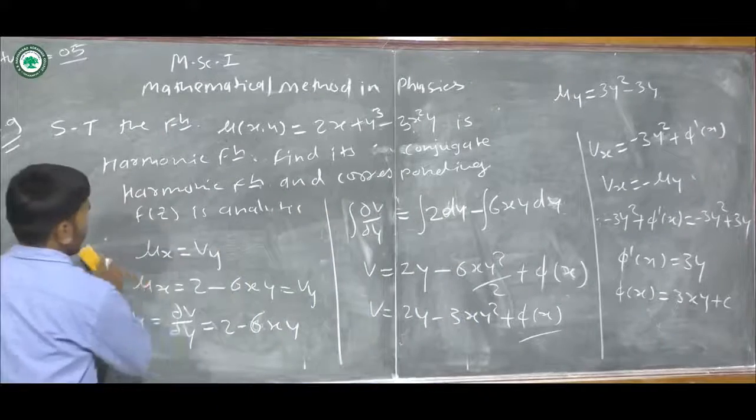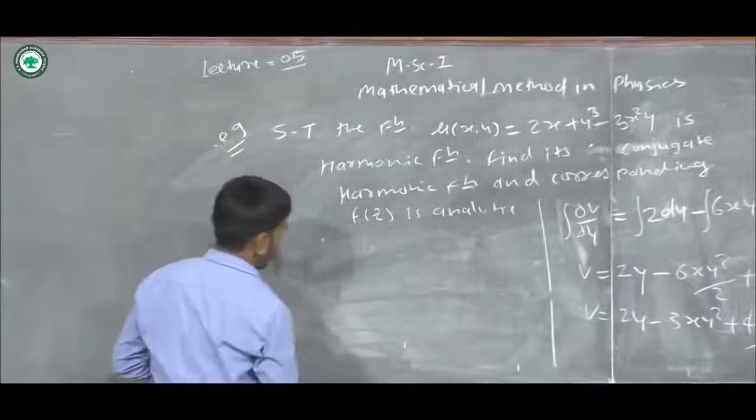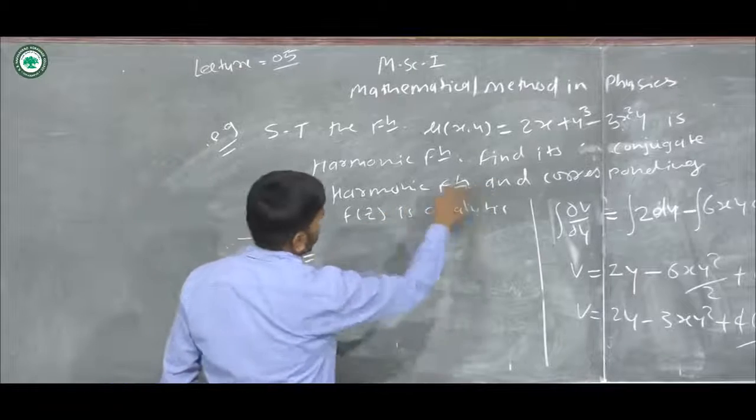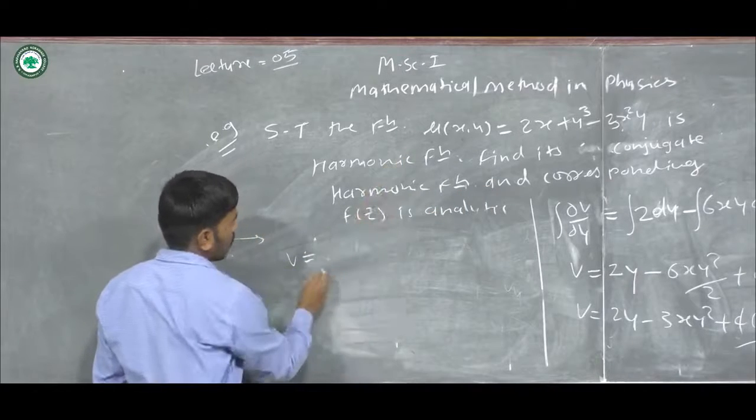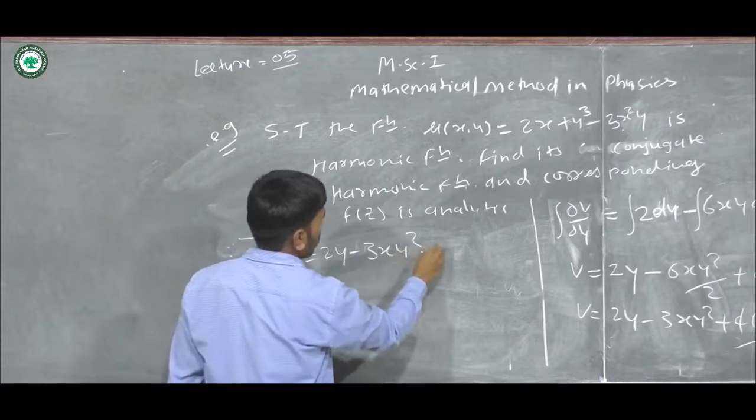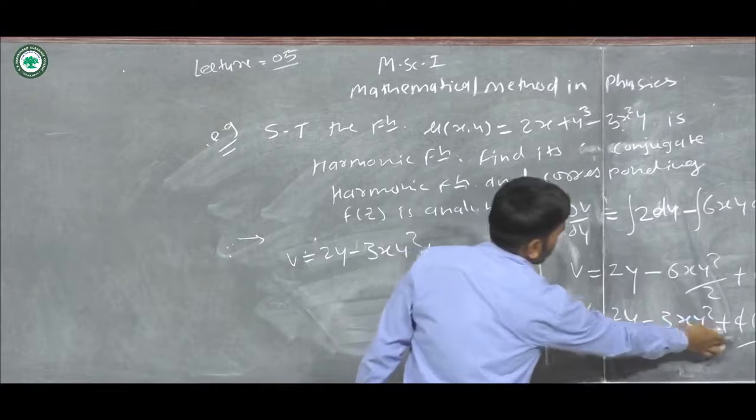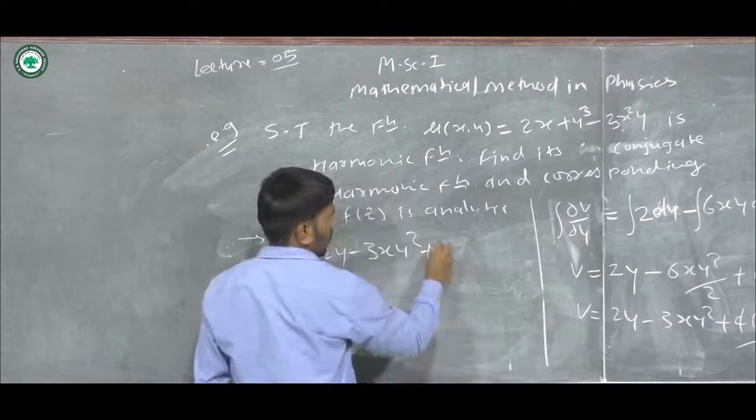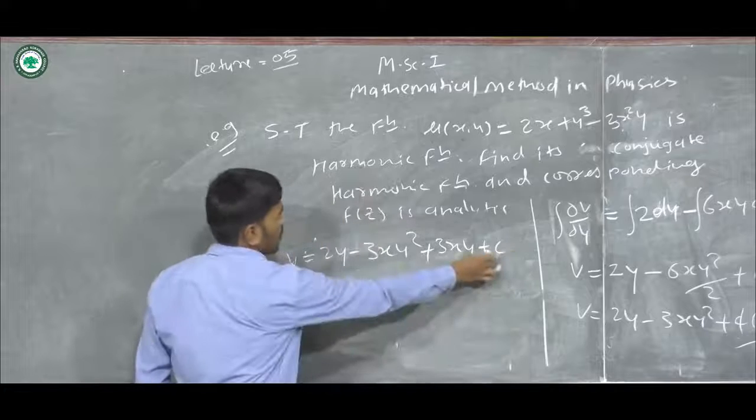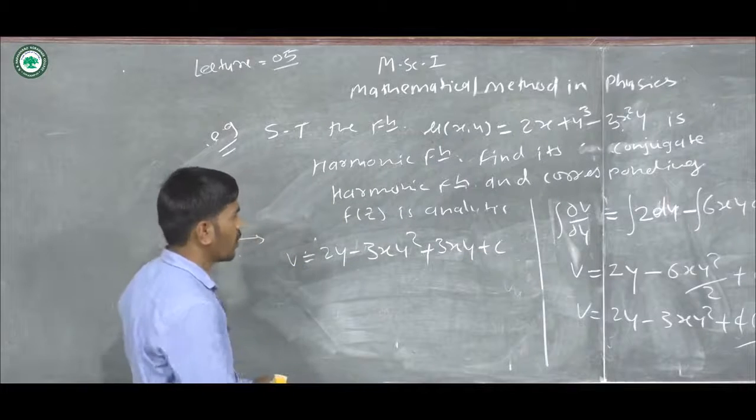So we can write v, the conjugate harmonic function of u, as 2y minus 3xy square plus this phi of x from the last step, that is 3xy plus c. Okay, so c is an integration constant.